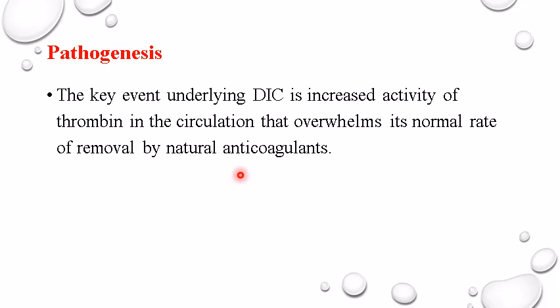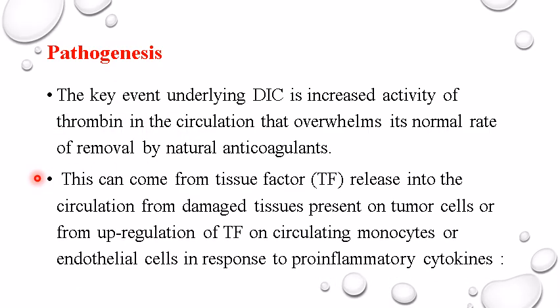The key event in this condition, DIC, is increased activity of thrombin. And as you remember from the last session, we talked about the role of thrombin in generation and activation of coagulation factors. So we have here improper thrombin generation that cannot be neutralized by anticoagulant materials like antithrombin or protein S or protein C. So the first event is the generation of thrombin.